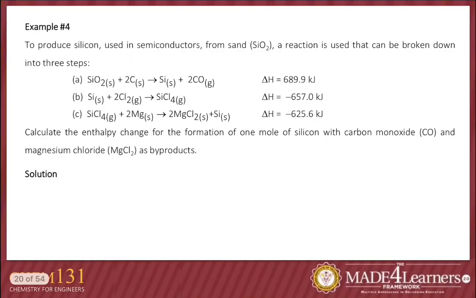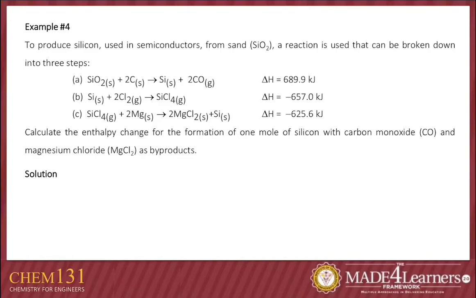Okay, example number 4. To produce silicon, which is used in semiconductors, from sand, a reaction is used that can be broken down into 3 steps. So these are the 3 steps used in producing silicon from sand. Sand is SiO2. Calculate the enthalpy change for the formation of 1 mole of silicon from carbon monoxide and magnesium chloride as byproducts. Okay?